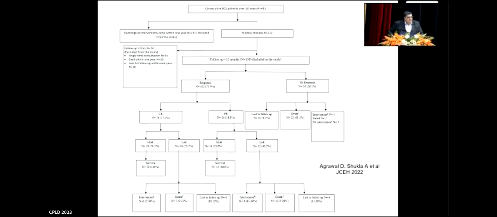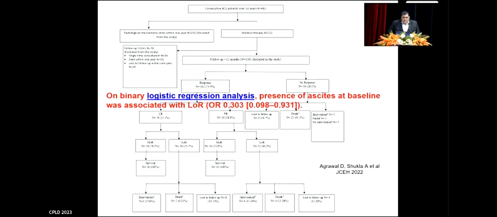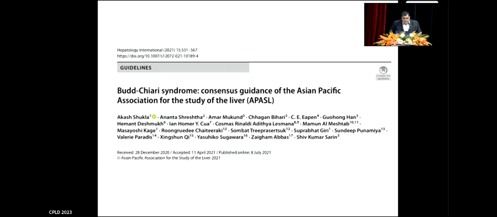However, we realized that even though around 20% of patients responded to anticoagulation initially, almost 40% have loss of response on subsequent follow-up. This was a wonderful study done by Dheeraj Agrawal. In this study, on binary logistic regression analysis, presence of ascites at baseline was associated with loss of response in the second year of medical therapy.